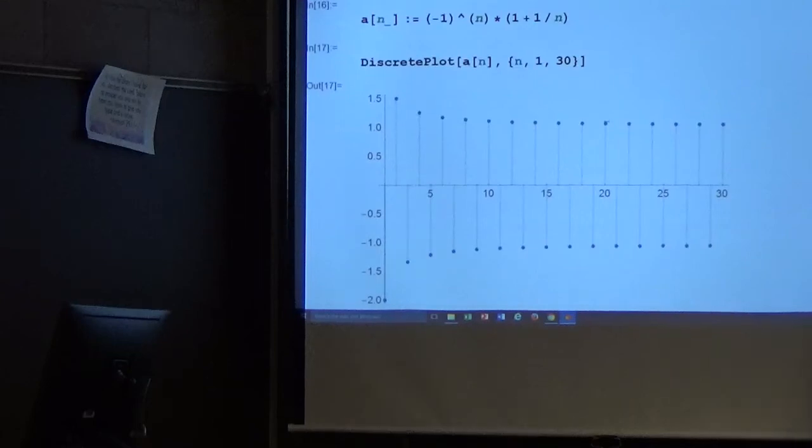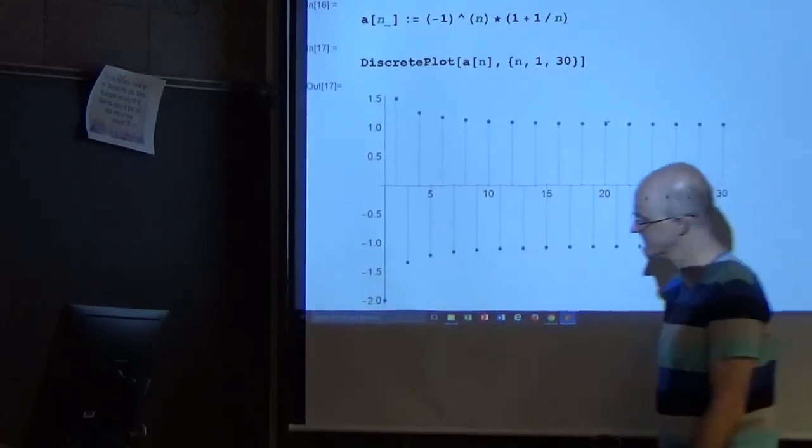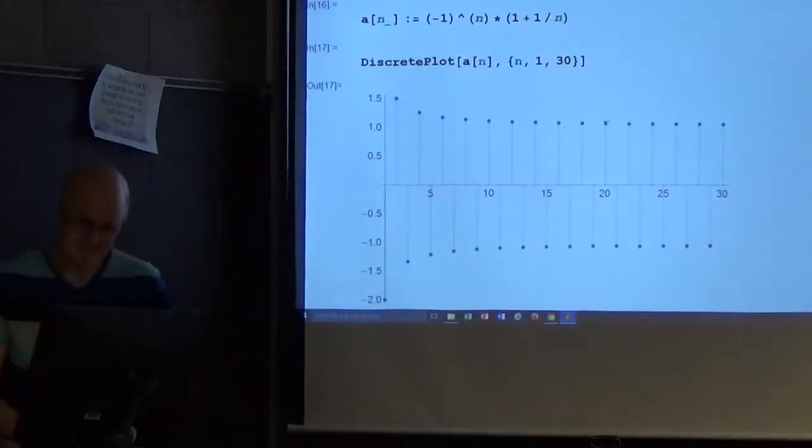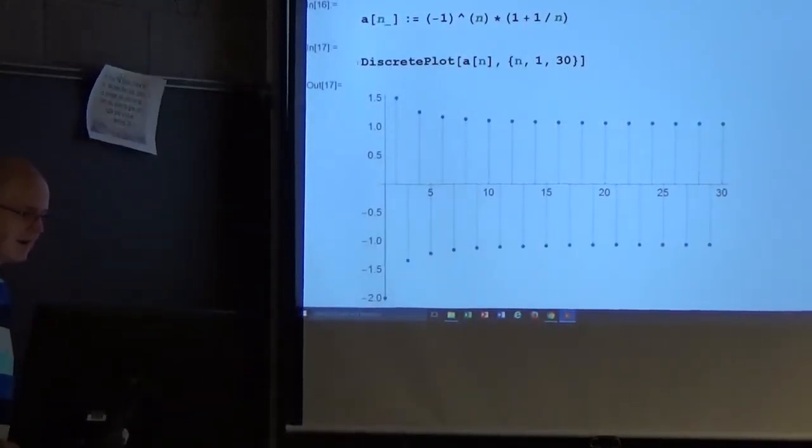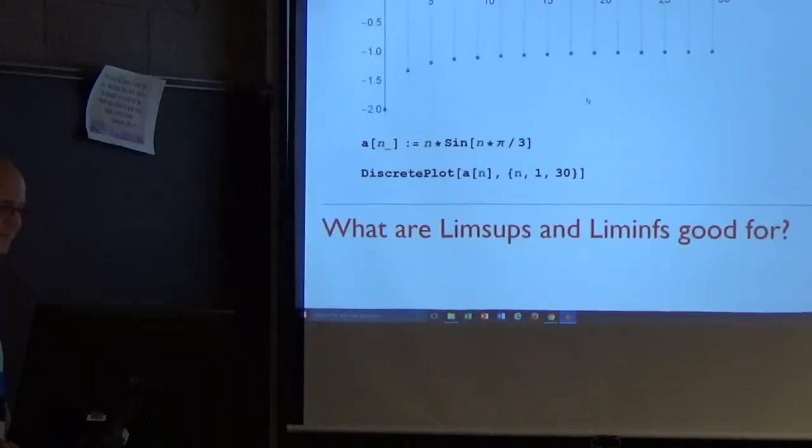S is a 2-element set, 1 and -1. The inf of S is -1, the sup of S is +1. The lim inf of the sequence is -1, the lim sup is +1. On to the next example. This one's tougher.